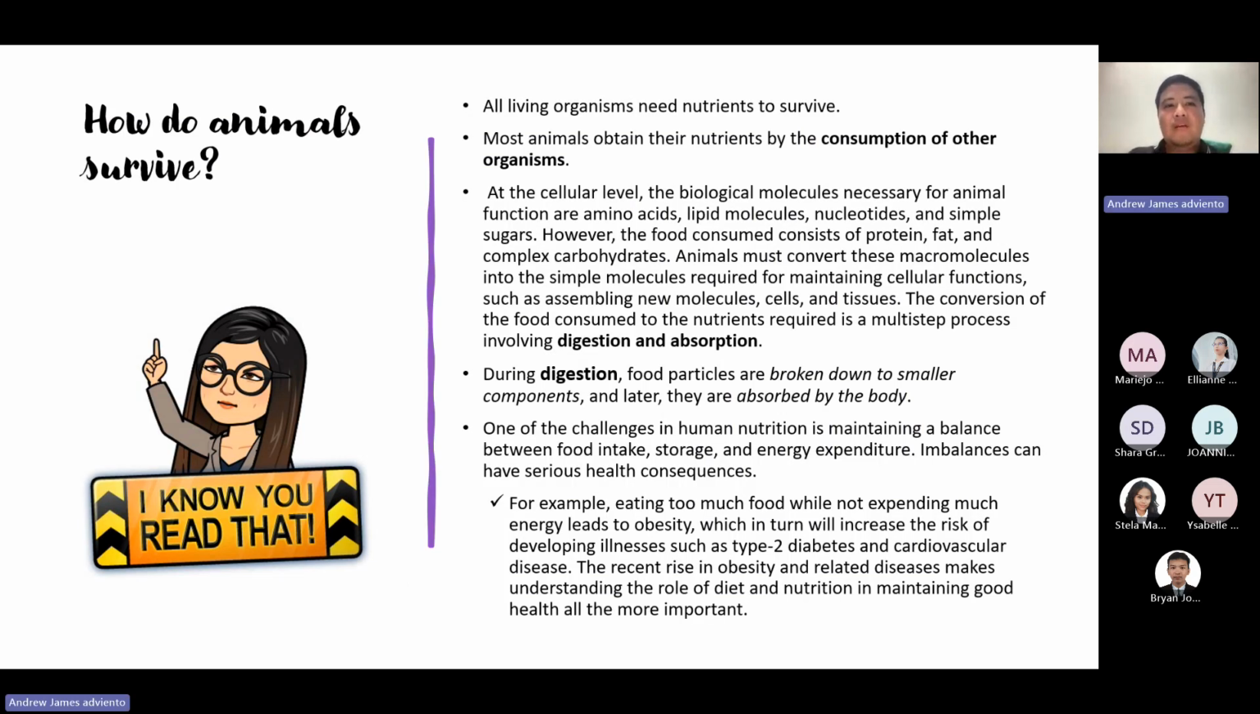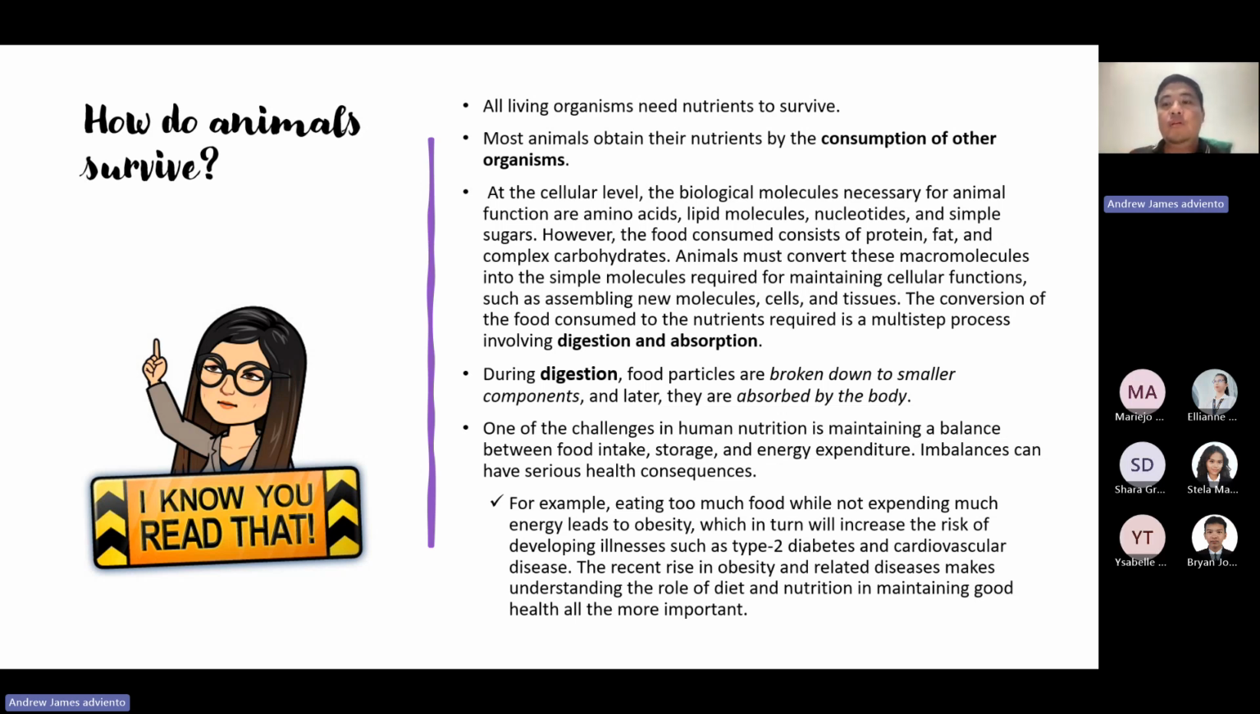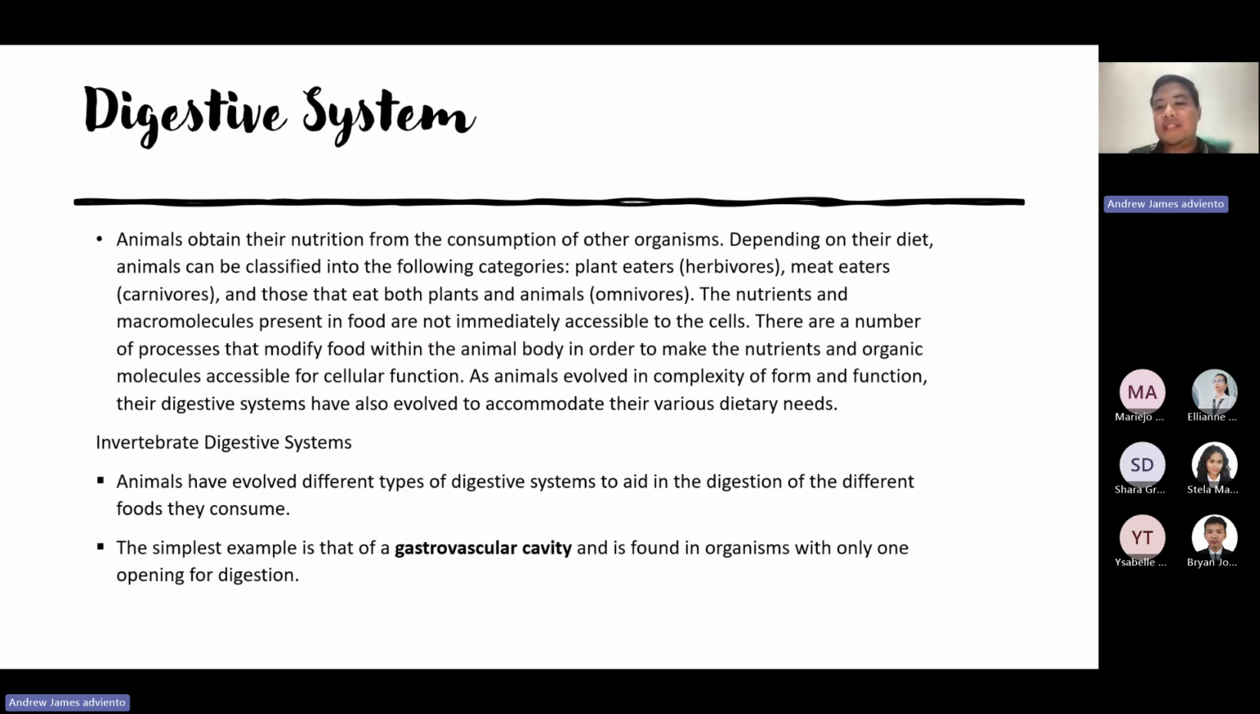Okay, question here. How do animals survive? Well, we all have our own way of survival. And one, of course, very important is the source of energy. All living organisms need nutrients to survive. Plants make their own food through the process of photosynthesis. So they produce glucose and store it for energy. For us, we need to consume other organisms. And that is possible because of a system called the digestive system.